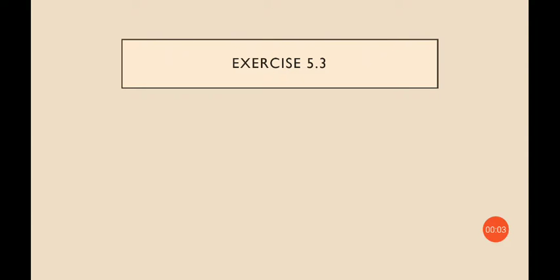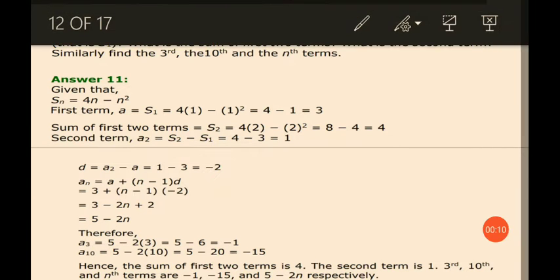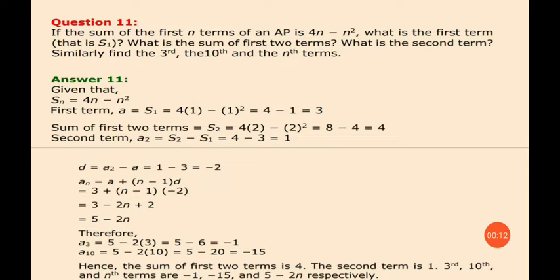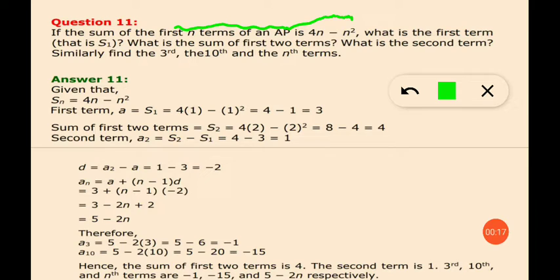We will continue with exercise 5.3. Question number 11. The question says that if the sum of the first n terms of an AP is given by Sn equals 4n minus n square, then what will be the first term? And we know that the first term is equal to S1, because what is S1?